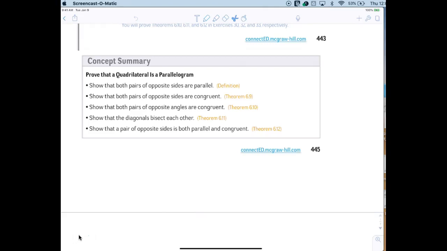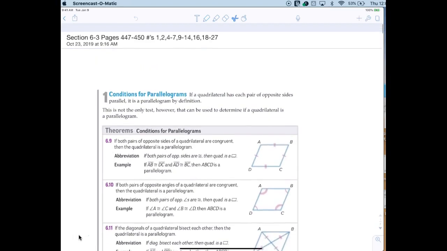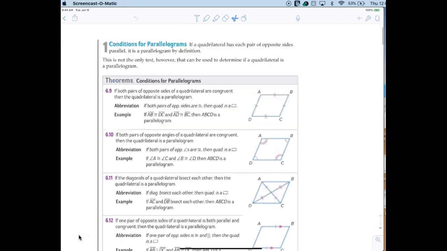Very simple. All right, so now let's get into the lesson. Did you guys copy all that down now? Mm-hmm. I got that. All right, so here we go.